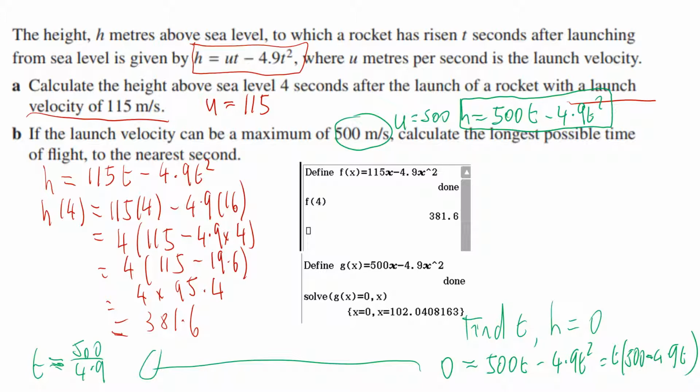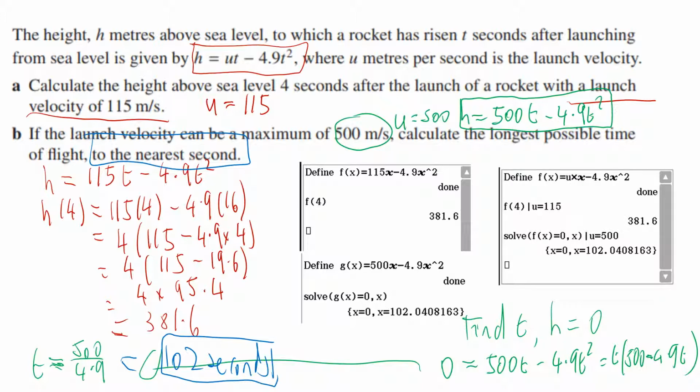Okay. And please take note, we've got to read the question, make sure we're answering it as required, to the nearest second. So our answer, the time we'd write it to the nearest second, is 102 seconds. Okay, there we go. Now, while I'm on CAS, I might just show you an alternative way this could be done. And that would be this kind of definition, a little bit more advanced use of CAS.